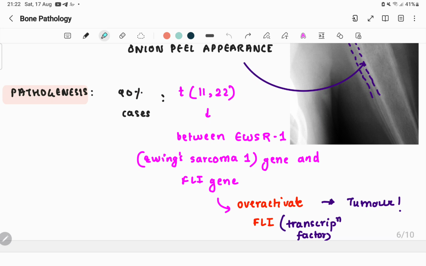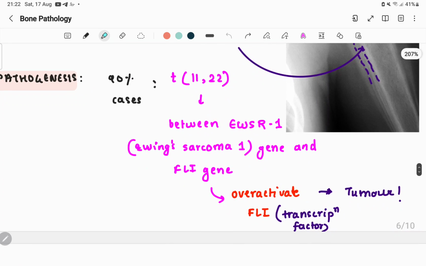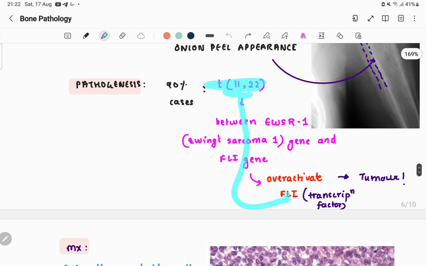Pathogenesis: 90% of cases are due to translocation t(11;22). The chromosome number 11 and chromosome number 22. Chromosome 11 has the EWSR1 gene, that is Ewing sarcoma 1 gene. Chromosome 22 has the FLI gene. And this translocation will cause overactivation of FLI, and it will lead to the tumor.